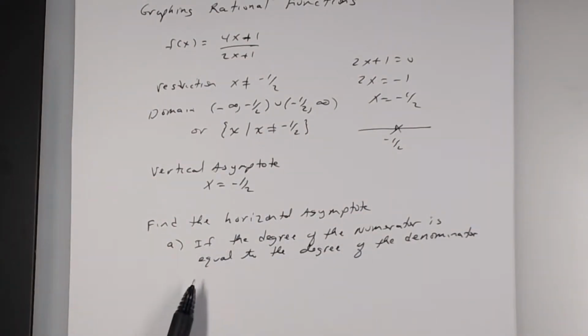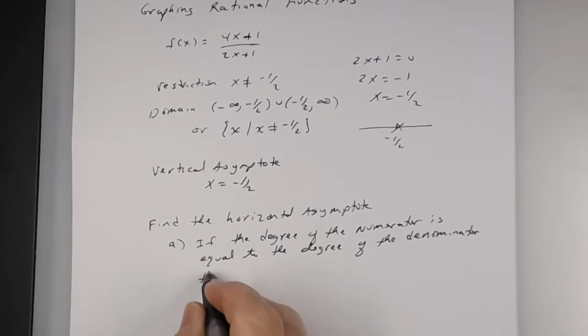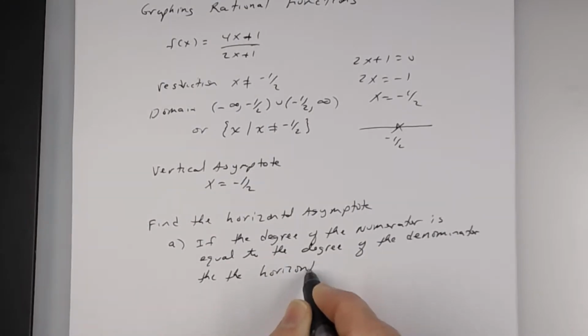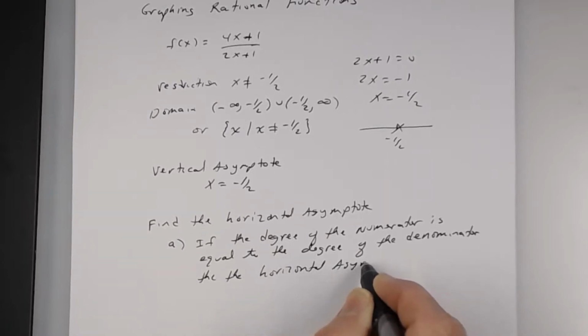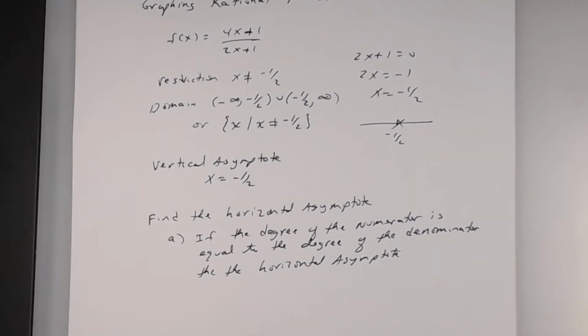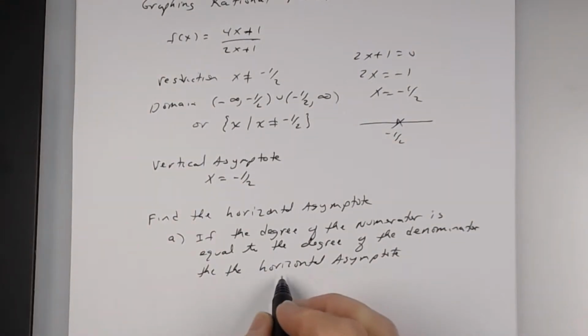So if the degrees are the same, then the horizontal asymptote. Now remember, a vertical asymptote is what kind of line? A vertical. And how do you name a vertical line? X equals. A horizontal asymptote is what kind of line? How do you name a horizontal? Y equals a number. So your horizontal asymptote will be y equals, okay, now listen carefully.